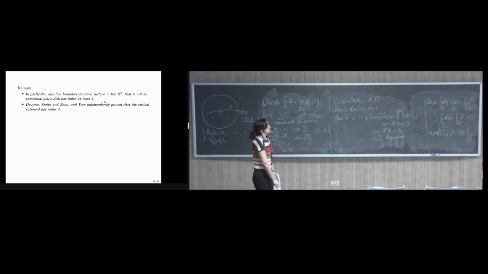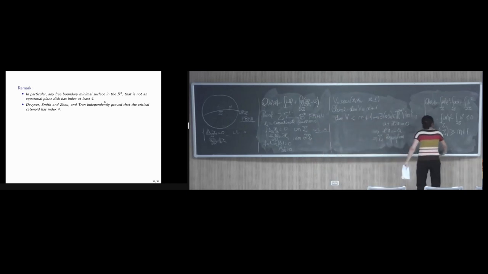Okay, what more can we do? Devyver, Smith and Zhu, and Tran, independently proved that the critical catenoid has index 4. Okay, when you put here, I will comment on that here.